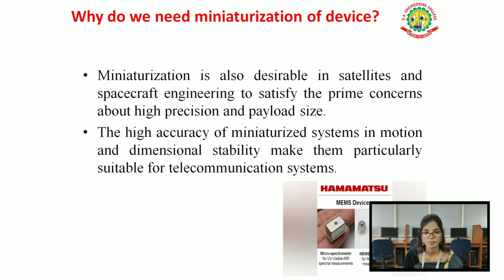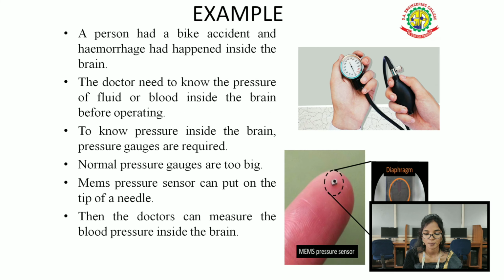Also, this miniaturization system is very stable when the system is in motion. It is stable, as well as it gives us high accuracy even when the system is in motion. So this makes it more suitable for telecommunication systems. So these are the major reasons why we need a device of minute size.